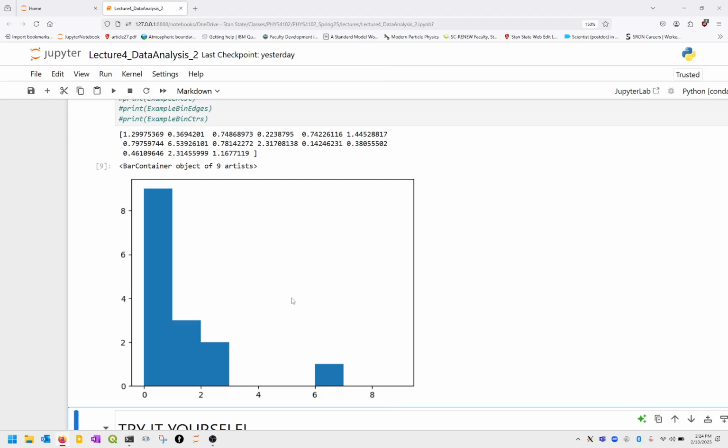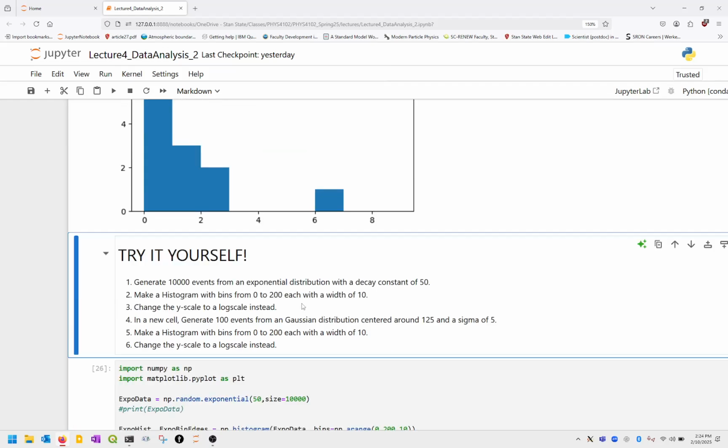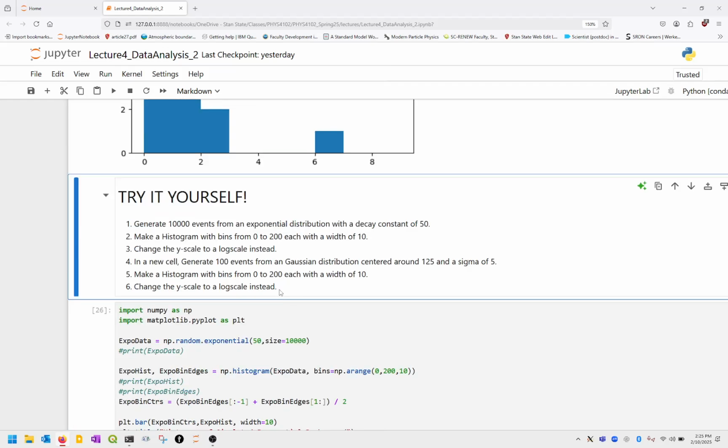You guys are going to write a paragraph and describe how this actually works, with a little bit of visual aid if you need it. Okay? So now you get to do this yourself.